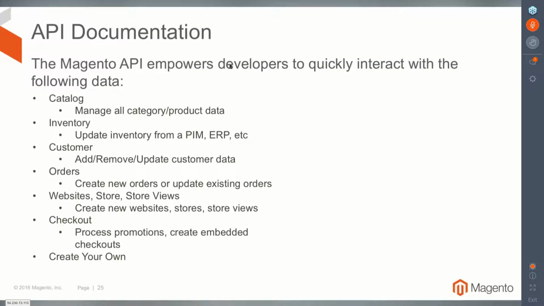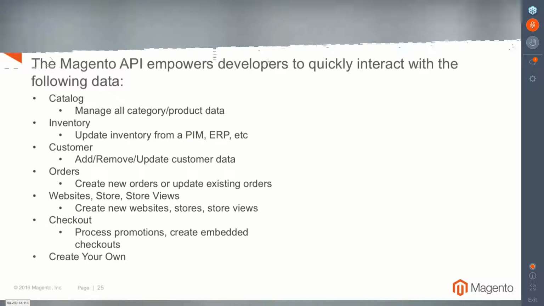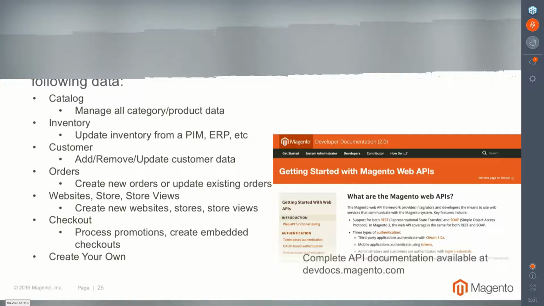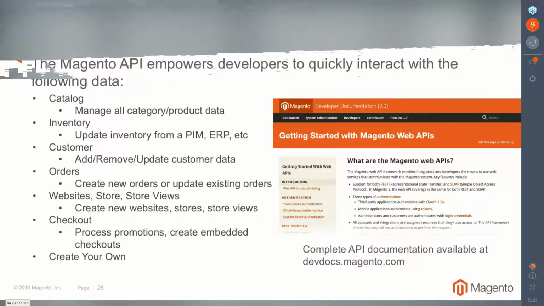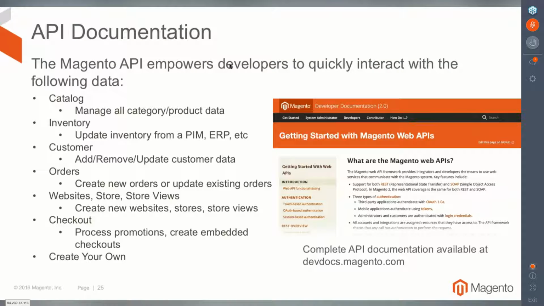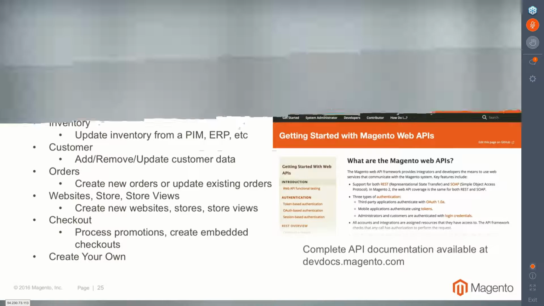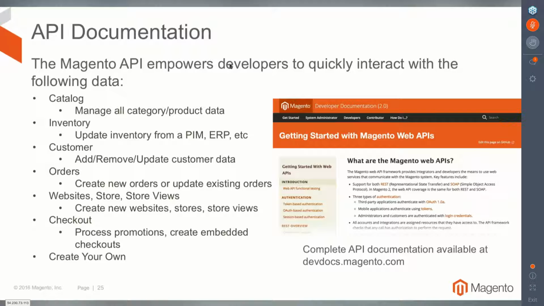Finally, you can easily create your own. The entire API has been fully documented online. It can be viewed from our new DevDocs portal. That can be reached at devdocs.magento.com. This is a great place to start with developing for the Magento application.